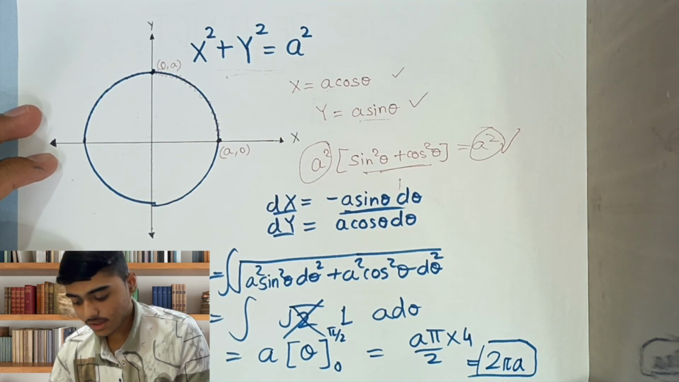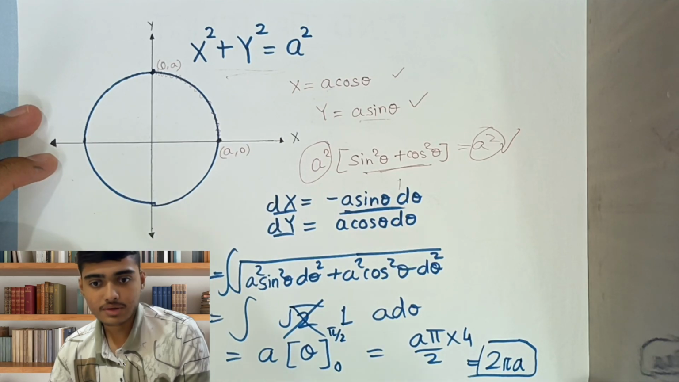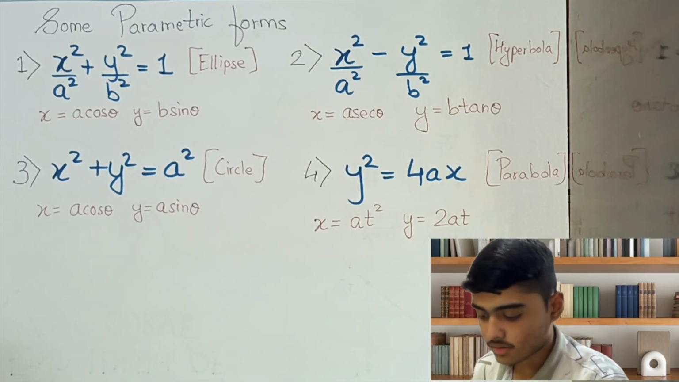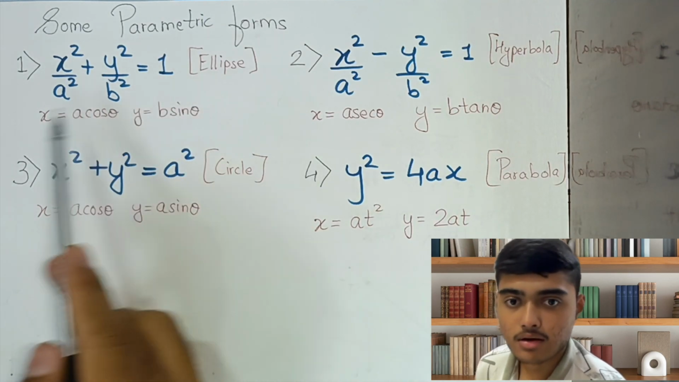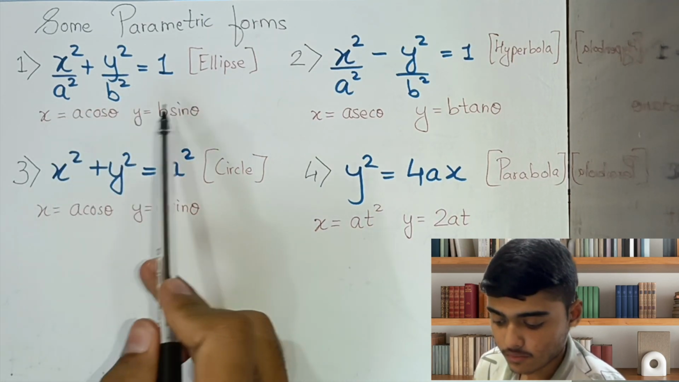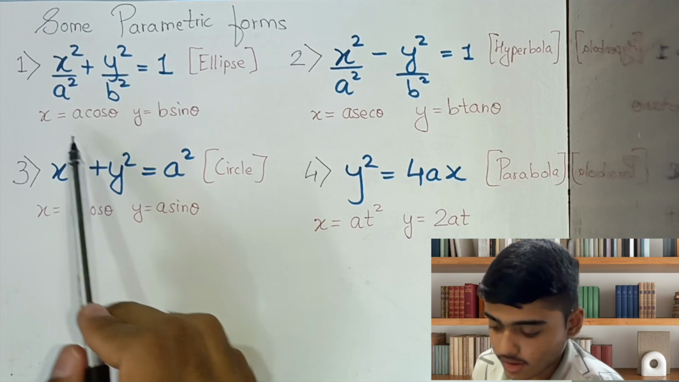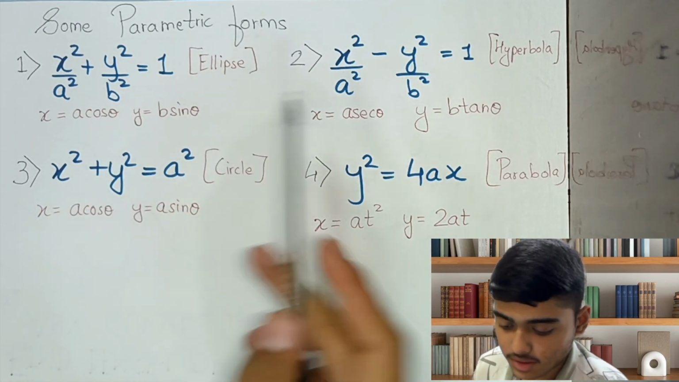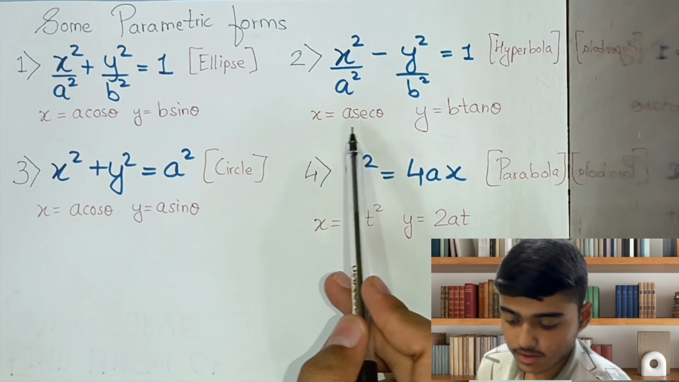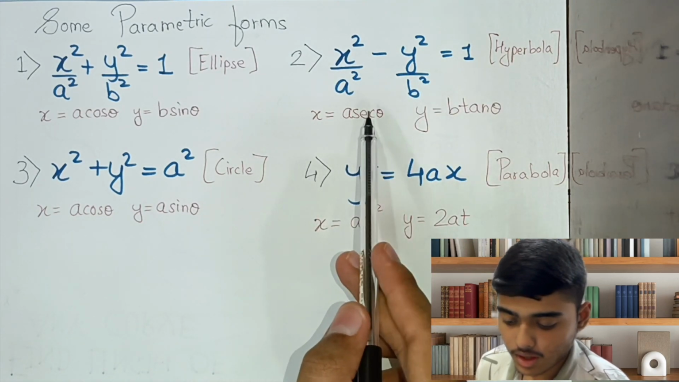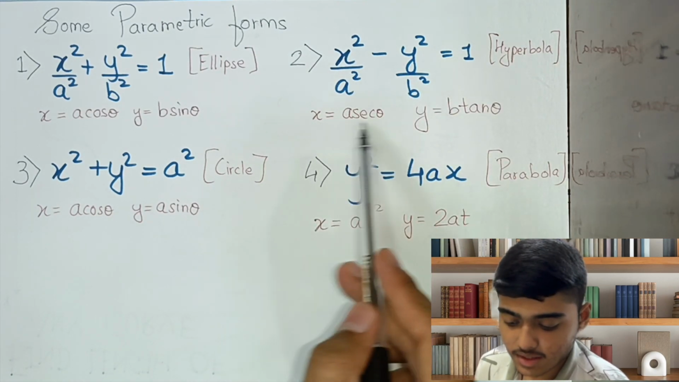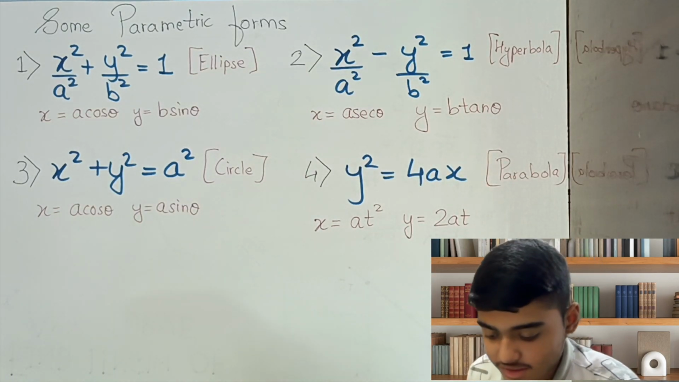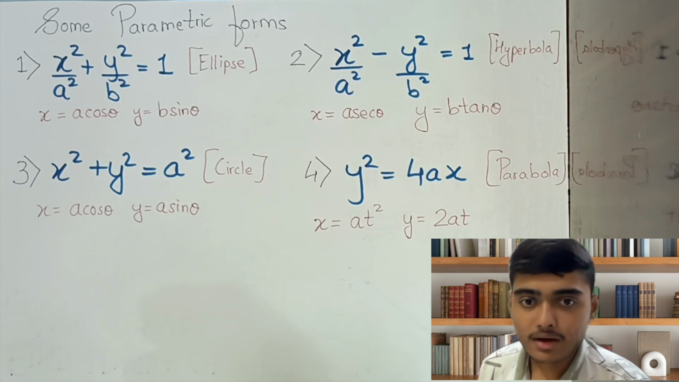Next I will tell you some of the parametric forms for different curves. So here are some standard parametric forms. The first one is ellipse, a general ellipse with a and b as coefficients, and we can put parametric form x equal to a cos theta, y equal to b sin theta. Here is a hyperbola, and we are putting x equal to a sec theta and y equal to b tan theta. What we are doing is, we are simply using trigonometric identities.